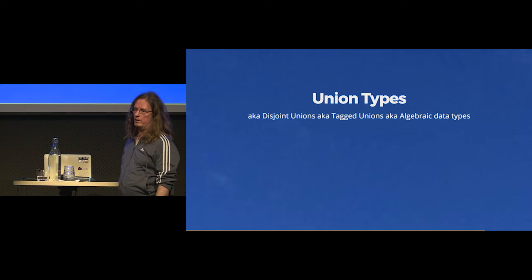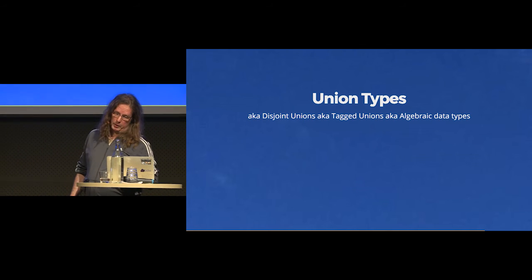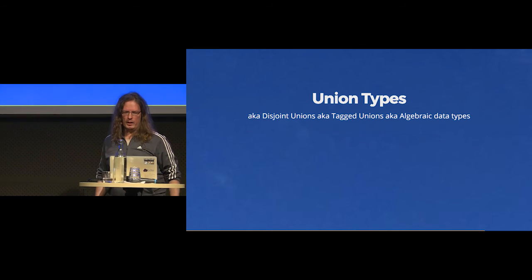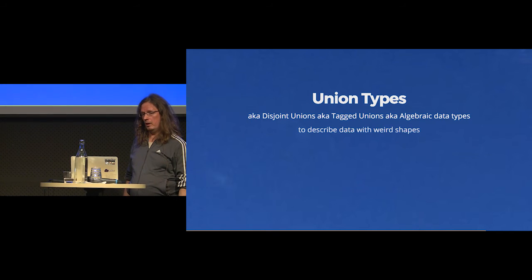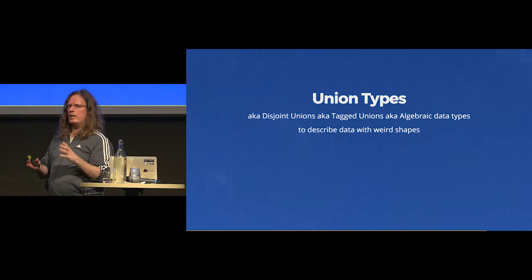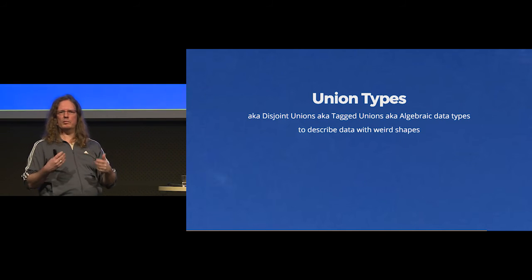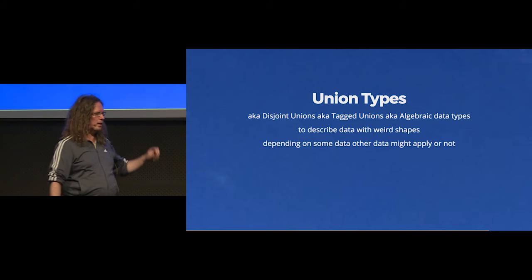Because union types is also tricky because it doesn't exist in Java, at least not in this style. Union types are sometimes called, I've been told, algebraic data types, tagged unions, or disjoint unions. I don't know, but this is what people tell me. And it's there in case you have a data structure that sometimes looks like this, and sometimes it looks like that. And I have an example.